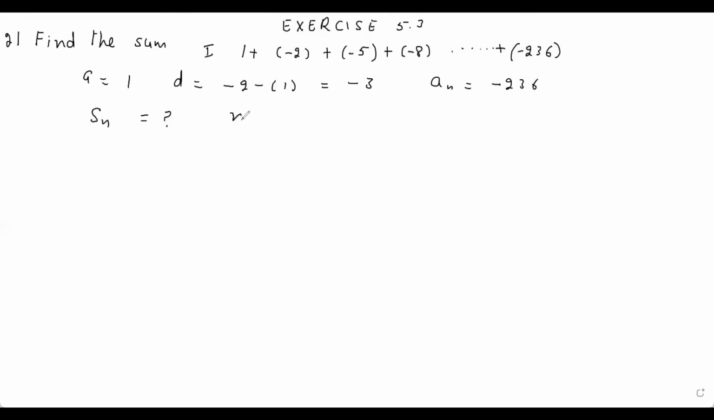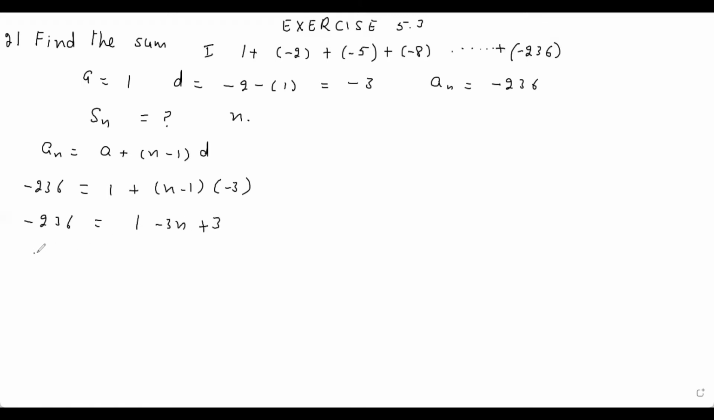First I'll find n. So an is equal to a plus n minus 1 d. an is minus 236, a is 1, I'm to find n, and d is minus 3. Minus 236 is equal to 1 minus 3n plus 3. Minus 236 is equal to minus 3n plus 4. 3n is equal to 236 plus 4. 3n is equal to 240. n is equal to 240 upon 3, that is 80.